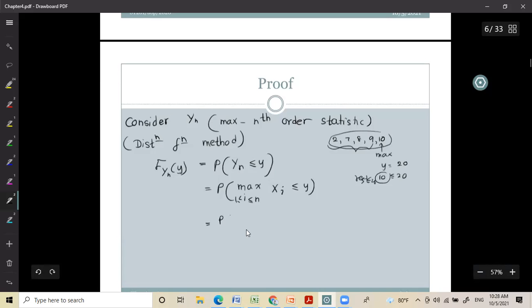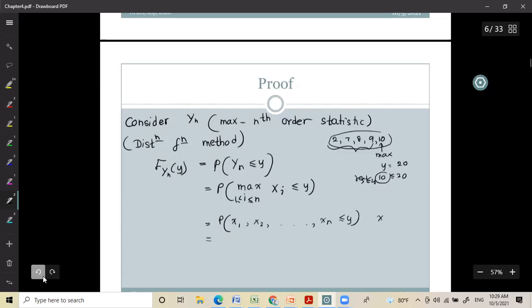Therefore, we can write this as: the maximum less than or equal to y means x1 is also less than or equal to y, x2 is also less than or equal to y, all the way up to xn. Why? Because these are xi's, and the xi's are independent. Let me write the in-between line also, so that it is easy to understand. So xi less than or equal to y means x1, x2, up to xn, all of them are less than or equal to y jointly.